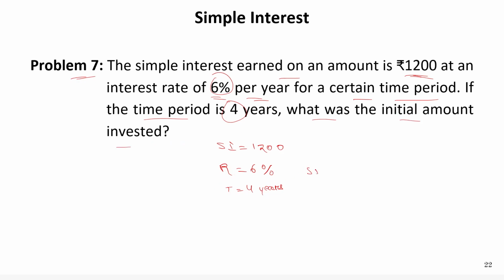invested? So SI is equal to PRT by 100 when R is given in percentage, right? So this implies that P is equal to what? 100 into SI by R into T. So this is equal to what? 100 into 1200 whole by R is equal to 4, so 6%. So 6 into 4. So 6 will be what? 200. So 4 will be 50. So this is equal to 5,000 is the answer.